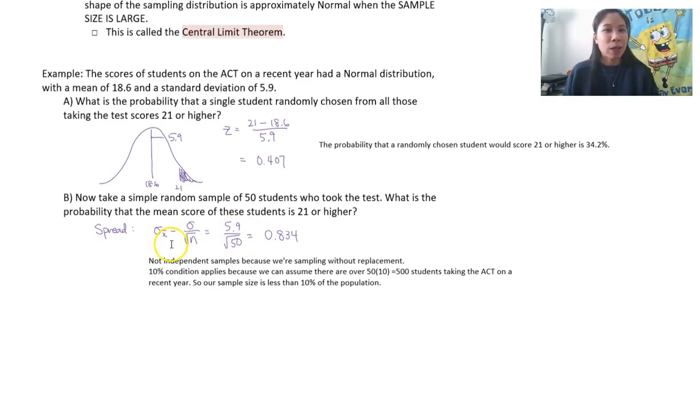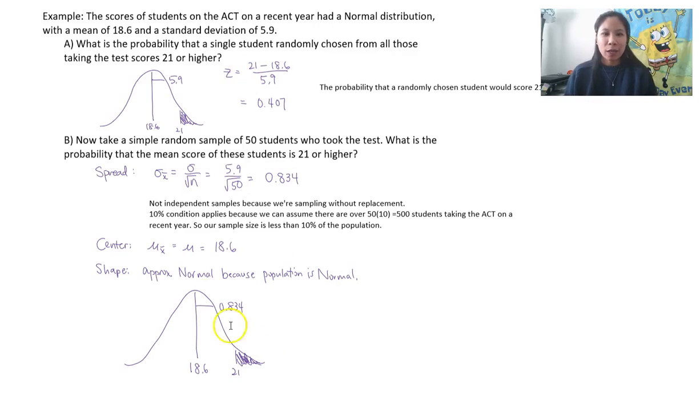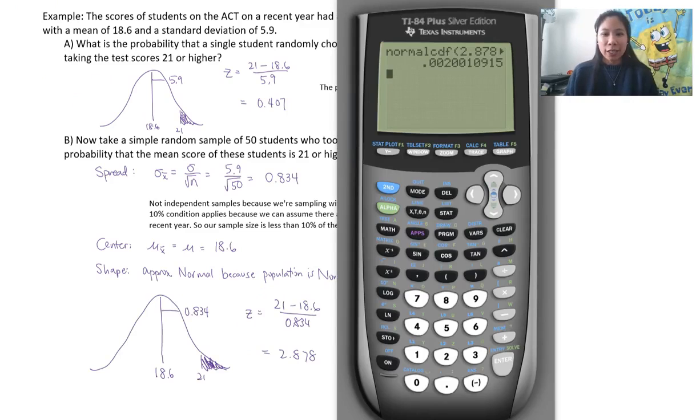Then our mean would be the same mean as the population, so our mean is just going to be the 18.6 still. And lastly, our shape is approximately normal because our population is normal. So I can draw my normal curve, label my mean of 18.6 and my new standard deviation of 0.834, because that's what I got from dividing by the square root of n. And then we are still shading 21 or higher. So we're finding this probability now. Finding z-scores and using normal CDF again, I ended up with a z-score of 2.878, and the probability of that happening is 0.2%. Whoa, way different than what we had originally when we were just looking at one person at a time.